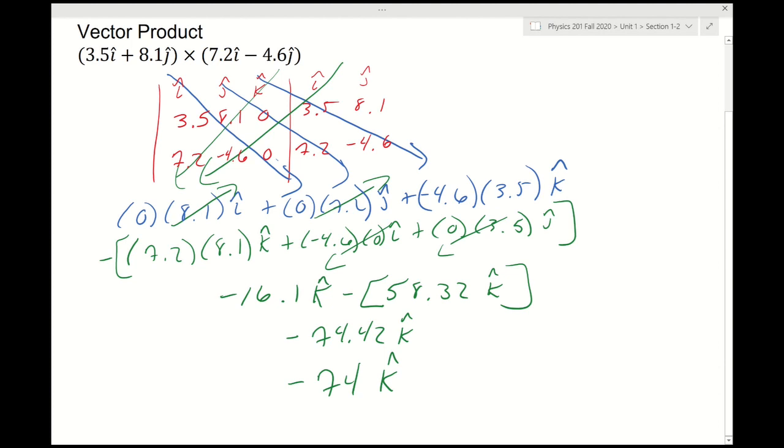One little sneak preview is you will notice that these two vectors both lie in the XY plane, and the vector product is all k. So that means it's all going to be perpendicular to what's going on there.